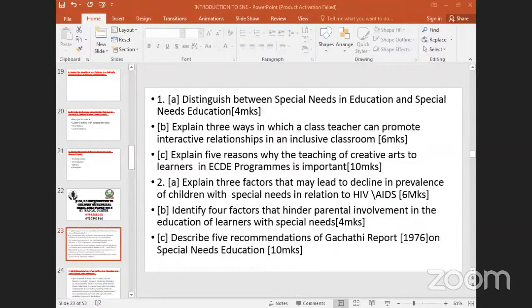Okay, if there's nobody adding anything on question 2B, we can move on to question C. Part C, describe 5 recommendations of Gachathi report, 1976 on special needs education. Gachathi report. Anybody with an idea of the recommendations made by Gachathi?